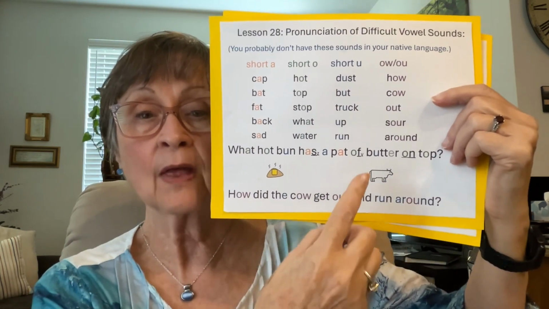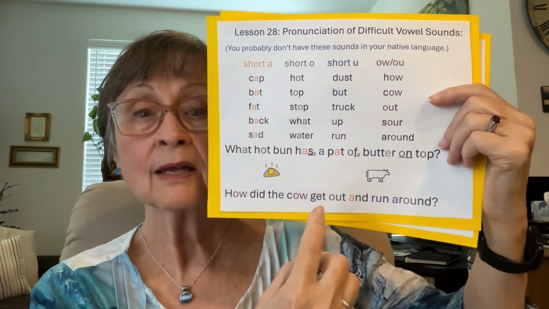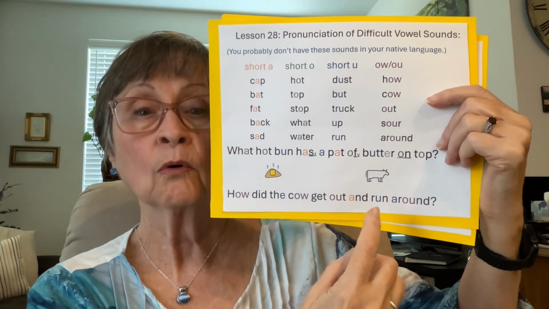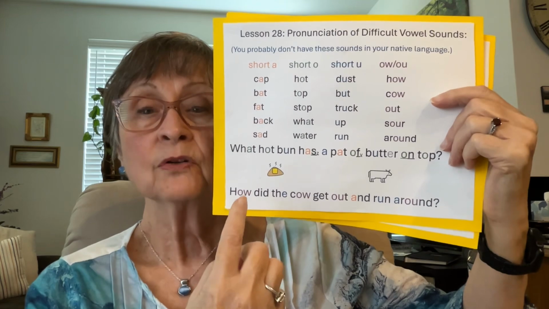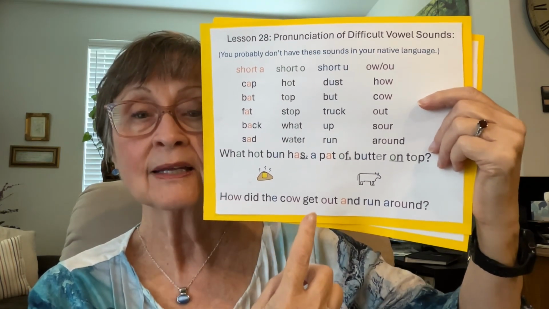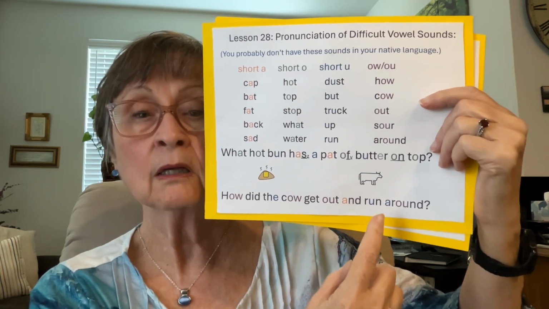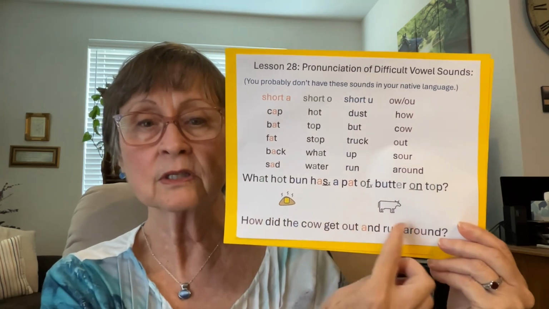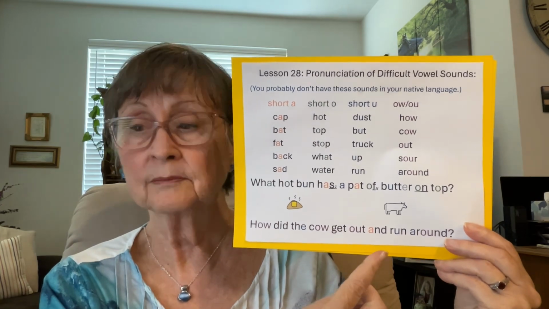Practice this sentence for the owl sound. How did the cow get out and run around? Say it with me. How did the cow get out and run around? Practicing these two sentences over and over will help you to be understood.